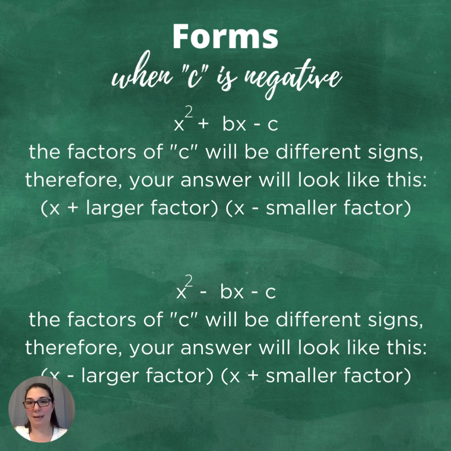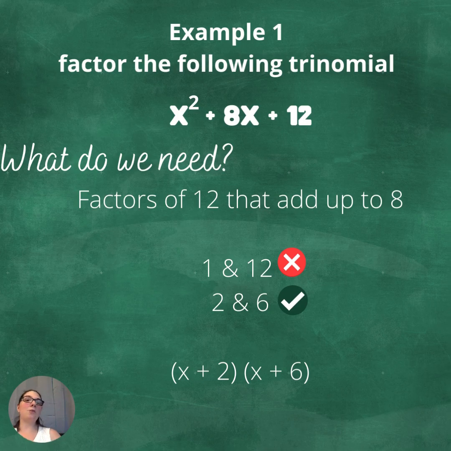So let's go do an example. Okay, so example 1 says x squared plus 8x plus 12. So our c is 12, which means that it's positive. So we know that both factors are going to be the same sign.